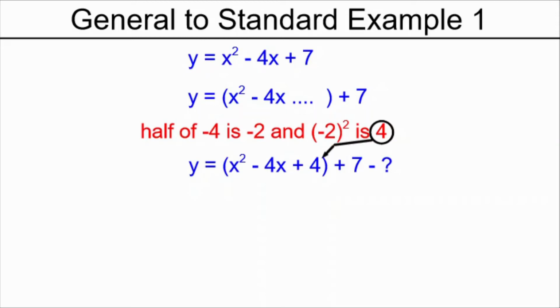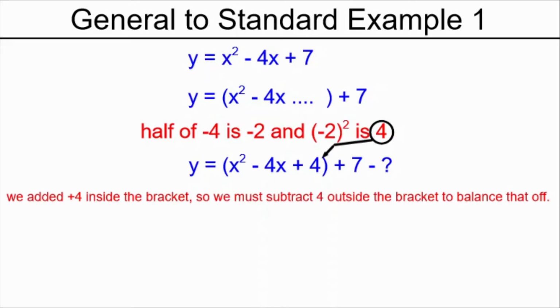But watch out. When you add 4 to an equation, you have to subtract 4 somewhere else in order to make sure that you still have the same equation. So if I'm adding 4 inside this bracket, I need to subtract 4 outside the bracket. And that gives me this. I have plus 7 minus 4 now outside the bracket.